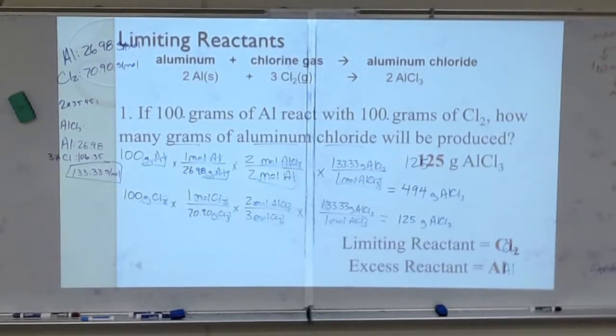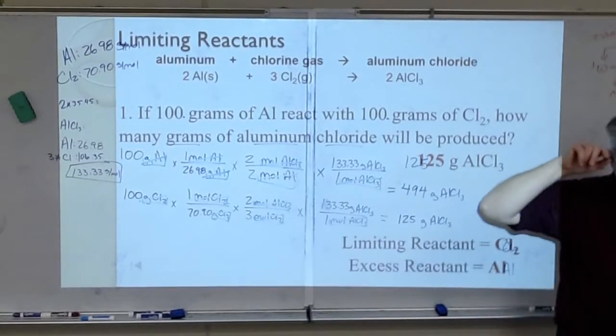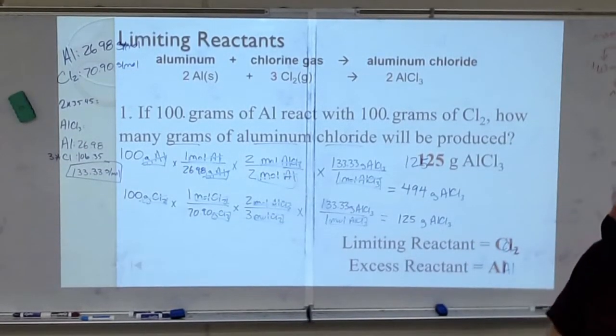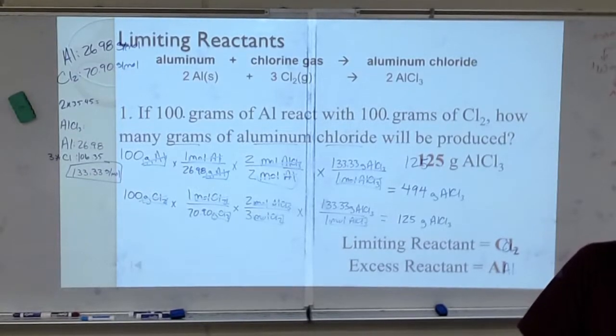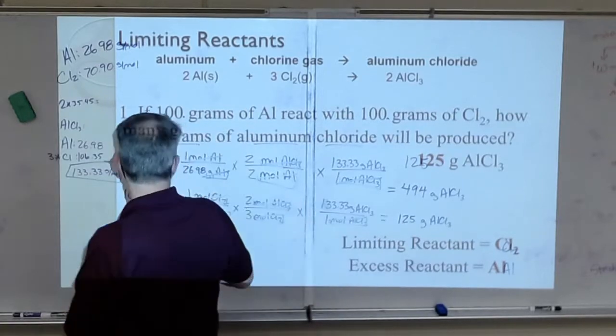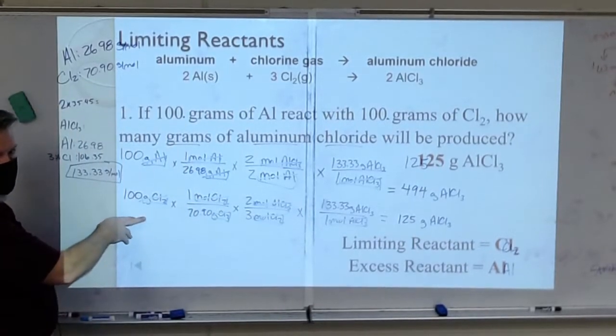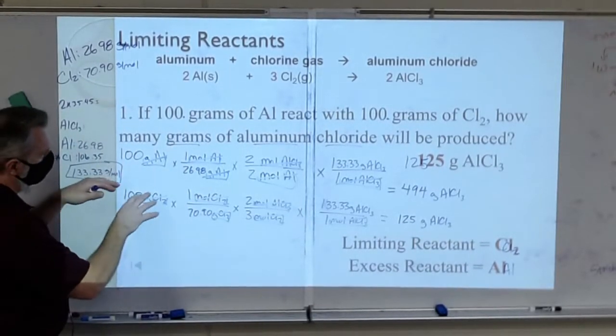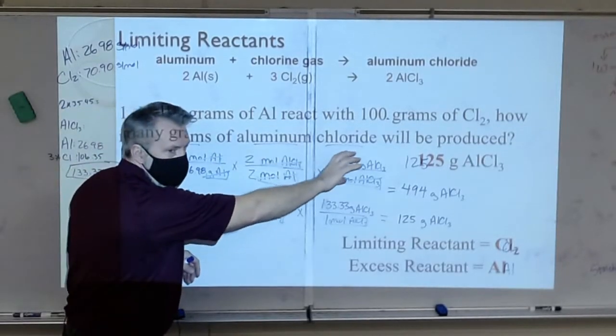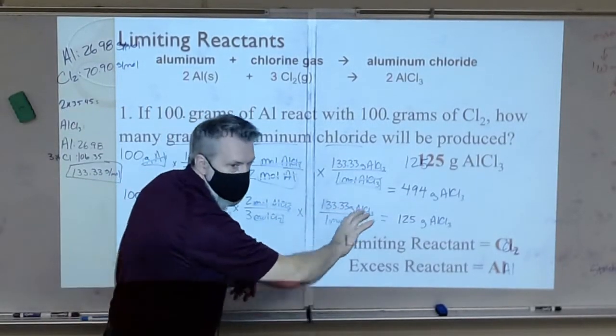Any questions on how to do limiting reactants? You're just going to do the same thing twice. Yes, sir? If they give you liters instead of grams? Yeah, you could convert the first one. Maybe chlorine gas could have been in liters. You'd do the same thing, except the aluminum would have been in grams and the chlorine in liters.